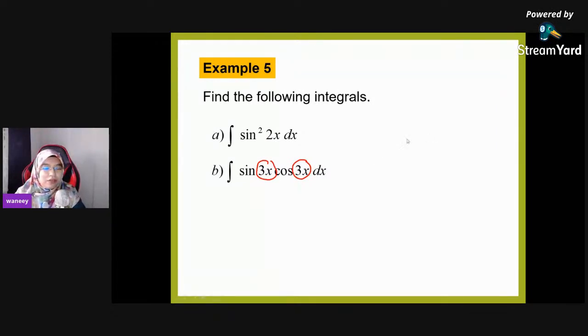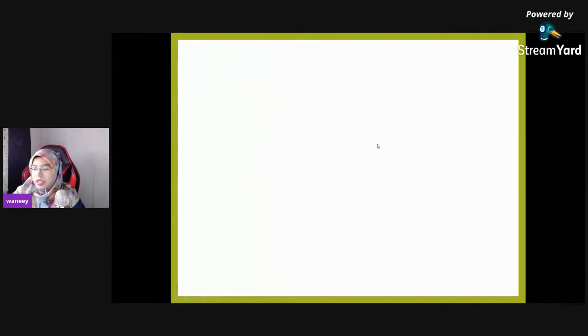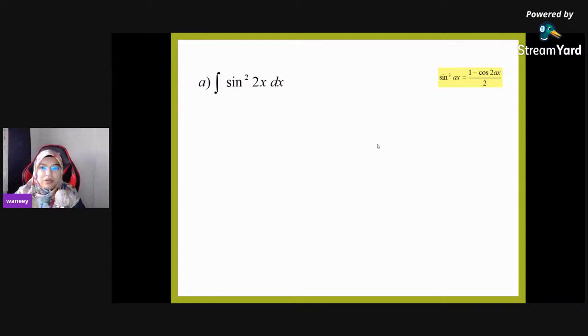Okay, so now the first one we got sine square. So we're gonna use some double angle for them. So sine square of ax, it will become 1 minus cos of 2ax over 2. So we're gonna take the angle for this. We're gonna times them by 2 and then divide everything by 2. So it will become 1 minus cos of 2 multiply with 2x over 2 dx. So we're going to simplify a little bit first. 2 times with 2x. So this is cos of 4x over 2.